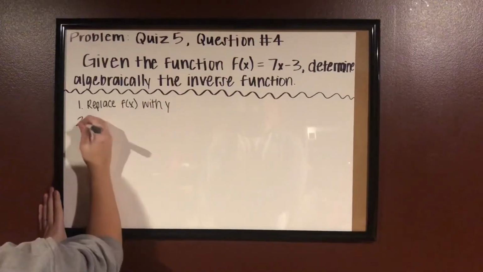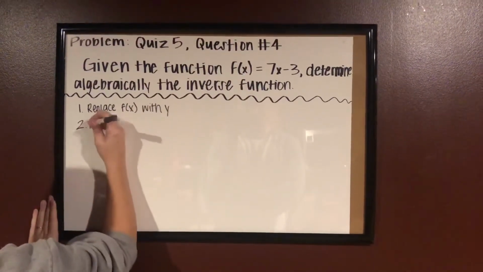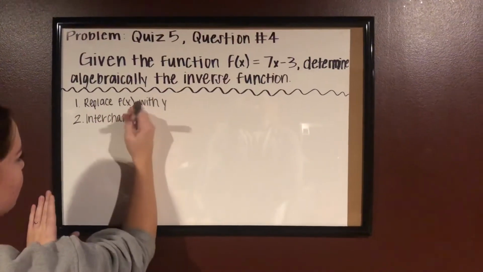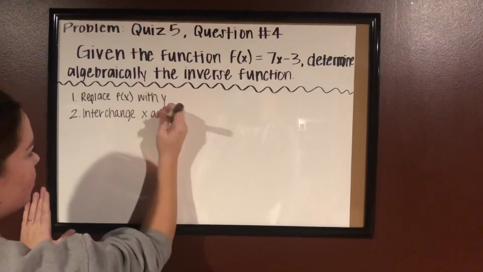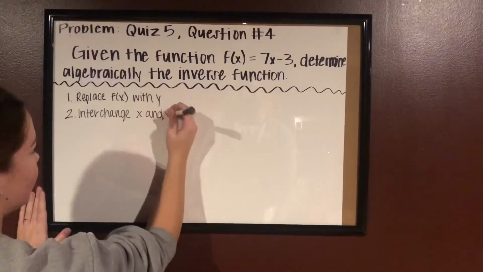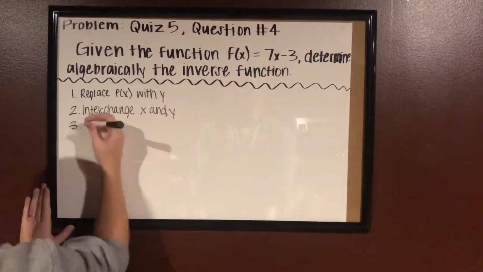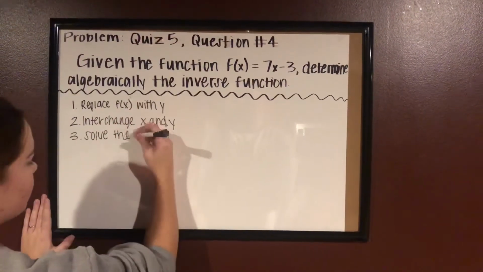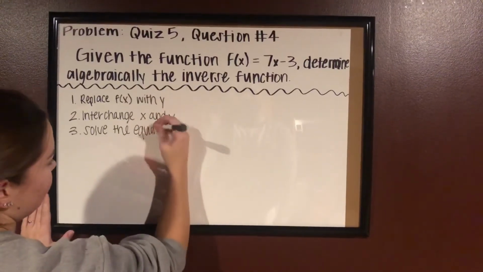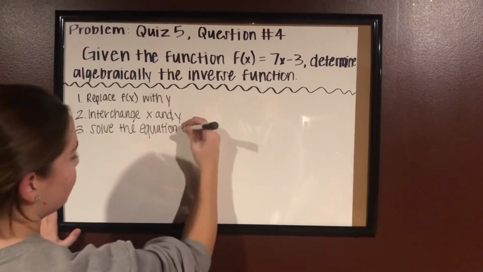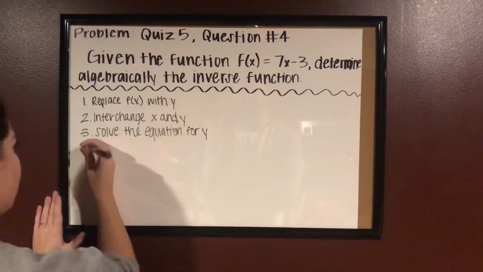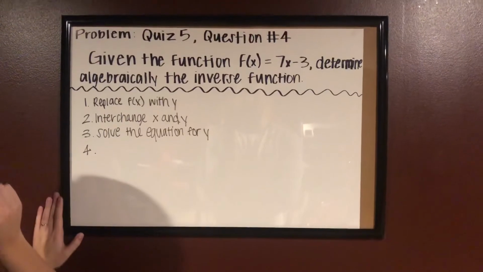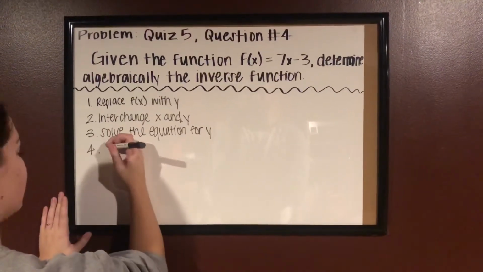And then the second is interchange x and y. And then the third is to solve the equation for y. And then the final step is to replace y with the notation f inverse of x.